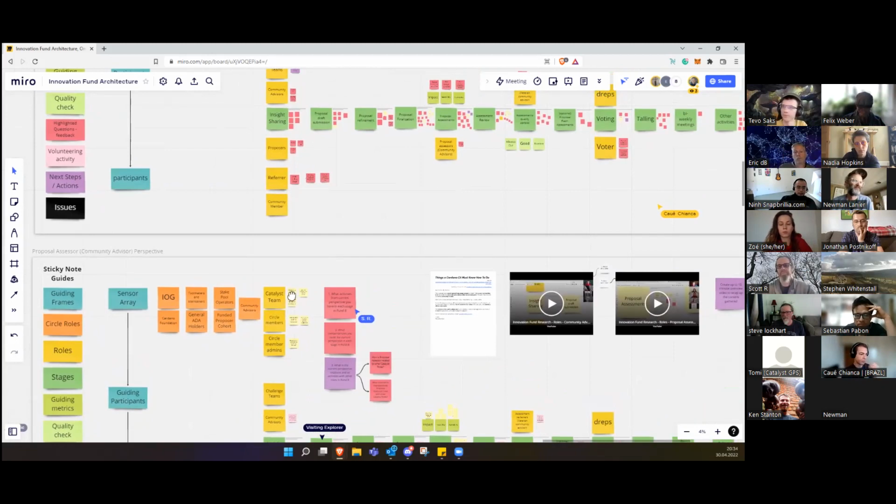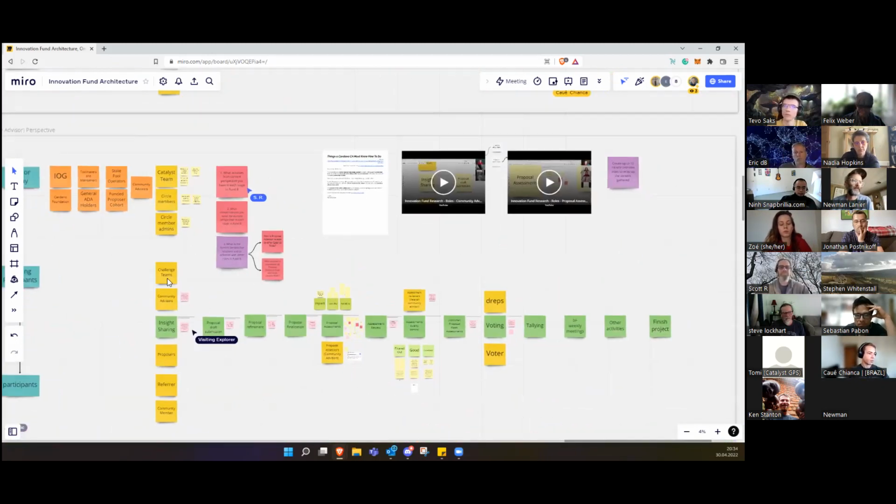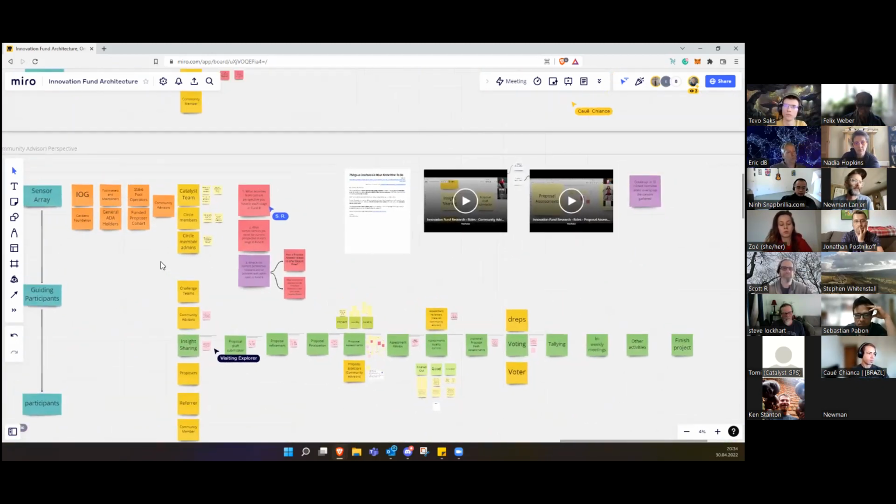No, what I mean is there's a kind of background to this where IOG have, I suppose we're kind of pushing back against this, where IOG have coined phrases like community advisor, like community catalyst coordinator, for example.